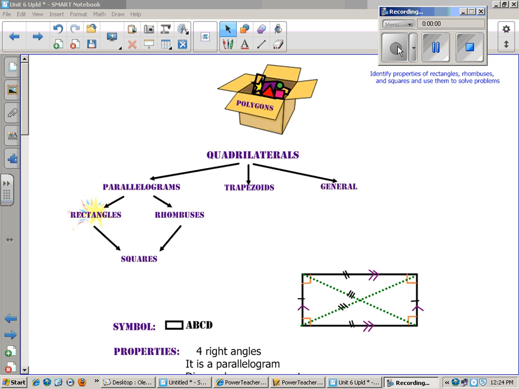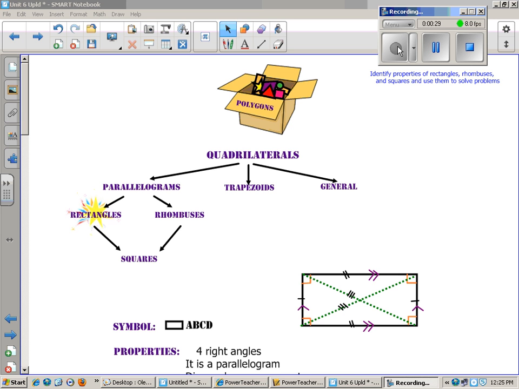To go farther down from parallelograms, we talked about how quadrilaterals are broken into three kinds of shapes: parallelograms, trapezoids, and then regular. And then parallelograms are broken into two kinds themselves. Parallelograms can be rectangles or parallelograms can be rhombuses. And we're going to learn the characteristics of each of those, and also squares.